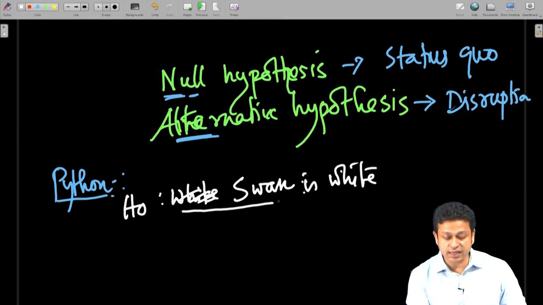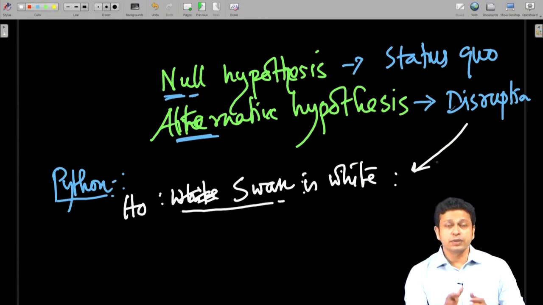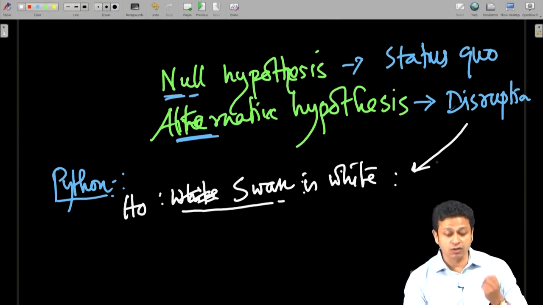So, what is the interest of a scientist? He is perhaps interested to see a swan of a different color, because his interest is actually finding something new, right? His interest is to create some sort of disruption. So, he is more interested to see a black swan perhaps, or a blue swan, or a green swan. And for that, let us say he ends up going to some island in the Pacific, and he ends up finding a blue swan, or a black swan. So, when he does that, he ends up falsifying his claim that all swans are white.